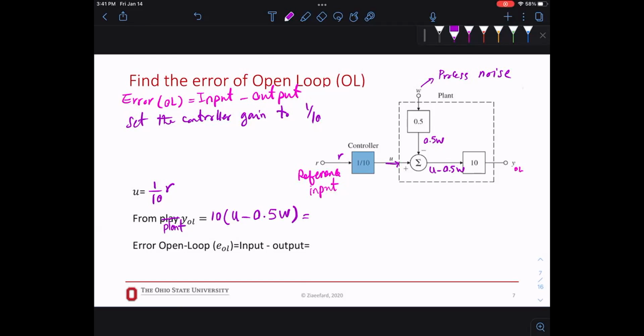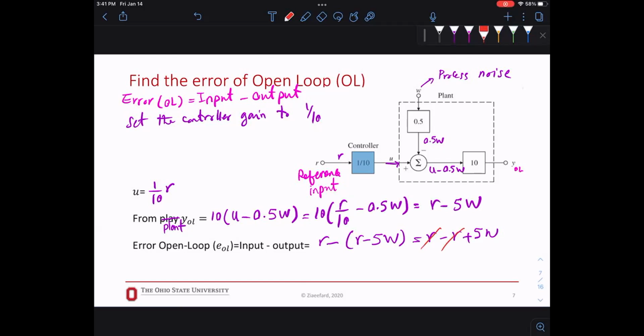So 10 times U minus 0.5 W. I have U from the previous stage, which is R/10. So I can say 10 times R/10 minus 0.5 W. So this is R minus 5 W. Correct? Now the error would be input R minus (R minus 5 W), which is R minus R plus 5 W. These two cancel out, so E open loop is 5 W.